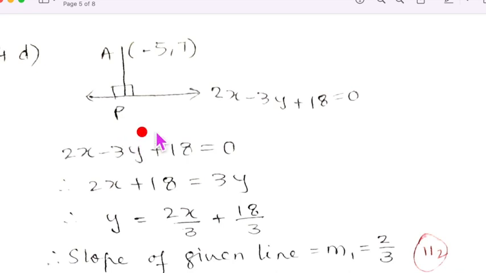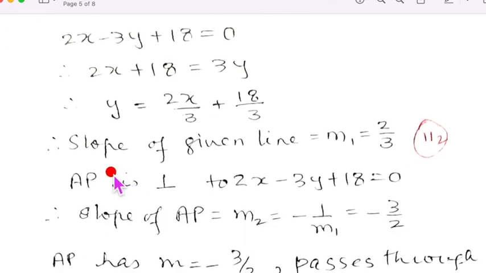Can you see this 3y has come this side? So it becomes 3y is equal to 2x plus 18. Then divide everything by 3. So you will have y equal to 2x upon 3 plus 18 upon 3. Now we are interested in this. Because y is equal to mx plus c, your value of m will be 2 upon 3. So the slope of the given line is m1, which is 2/3, that is your half mark.